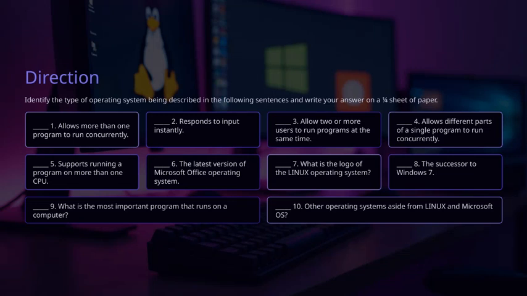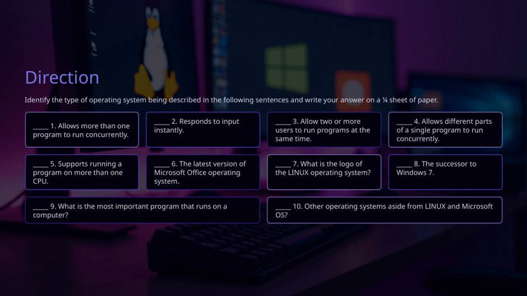Now, let's go through the directions on this slide. The task is to identify the type of operating system being described in each sentence and write the answer on a quarter sheet of paper. First, number 1 says, allows more than one program to run concurrently. This points to a multitasking operating system, which can handle multiple programs at the same time, making our work more efficient. Number 5 states, supports running a program on more than one CPU.